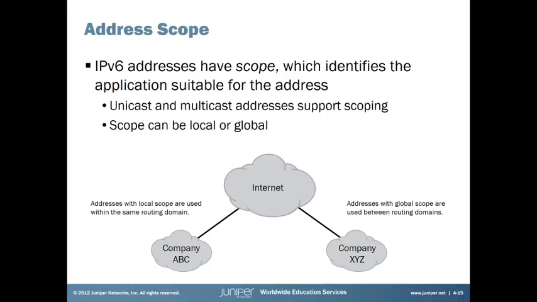There is a block of addresses that are designed just to be used within a local routing domain, in other words, within the company. And there are other addresses which are allocated to be used as globally routed addresses.